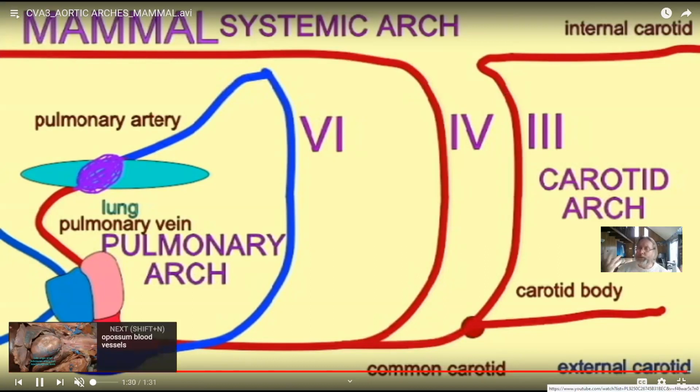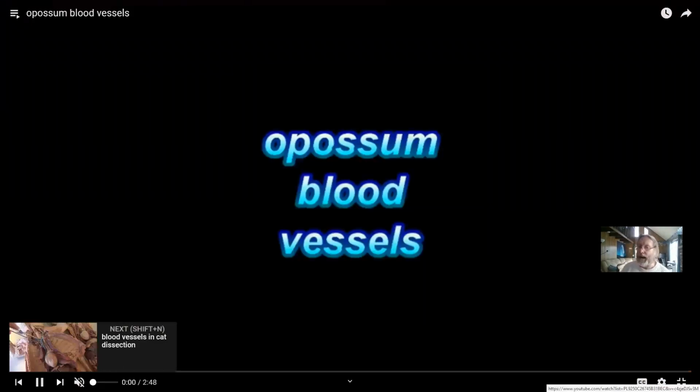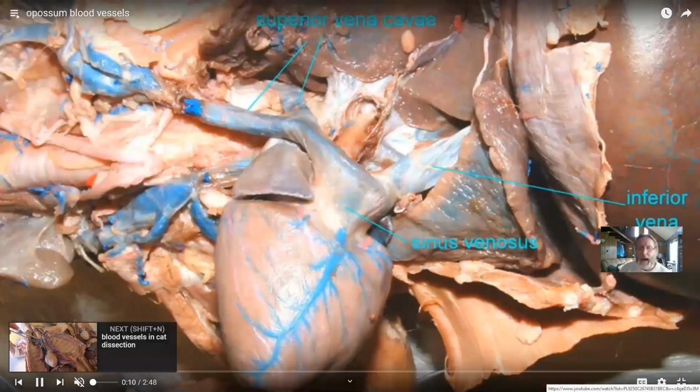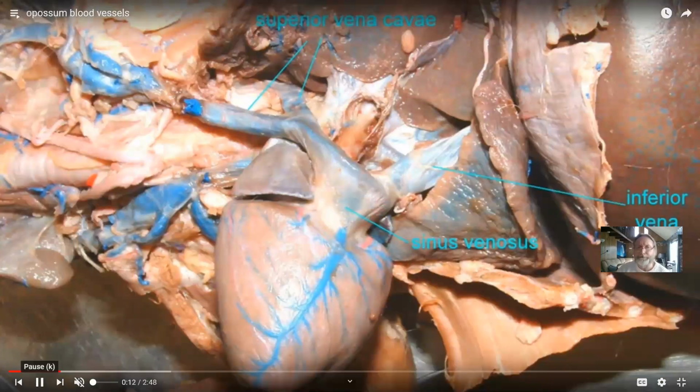Now, I have videos which trace the blood flow in humans going to the brain and back. A lot of anatomy students obviously want to go into the study of human anatomy, but here I'm just ending with the opossum and the cat.